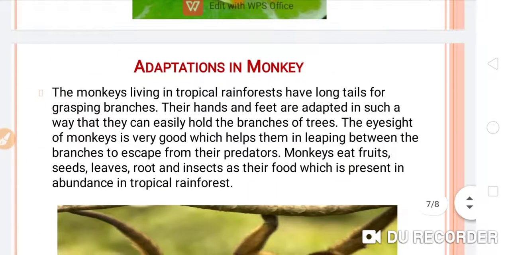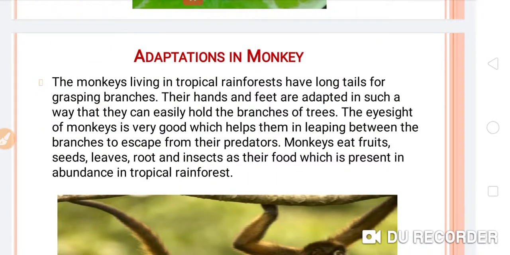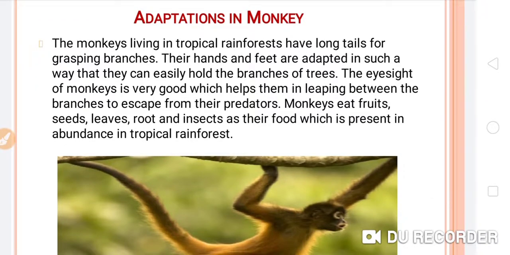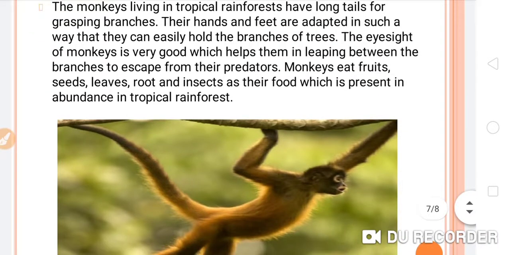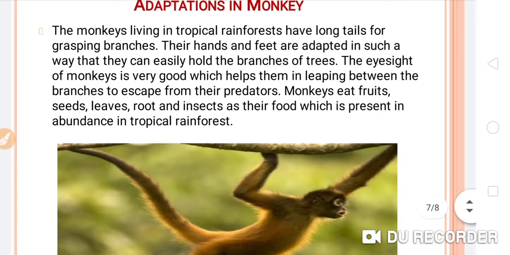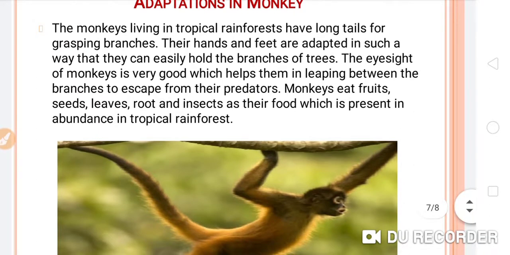Now next, here we are going to discuss another very interesting animal, the monkey. Adaptation in the monkey. So let's see, students, the monkeys living in the tropical rainforests have a long tail for grasping branches. You can see in this figure, here is a very long tail of this monkey. This is very important for it. Their hands and feet are adapted in such a way that they can easily hold the branches of trees.